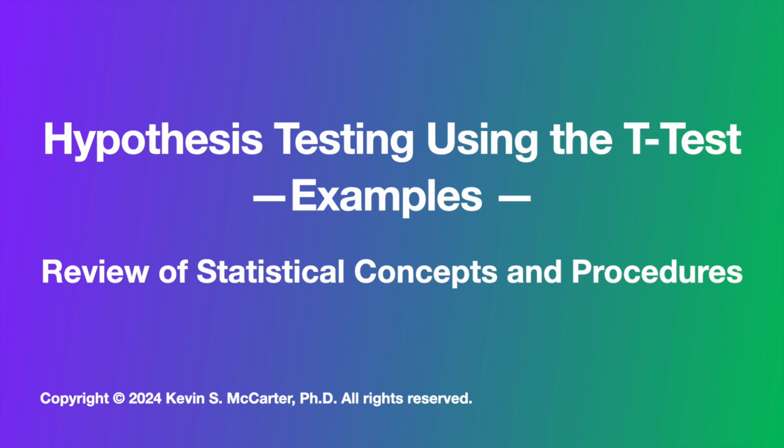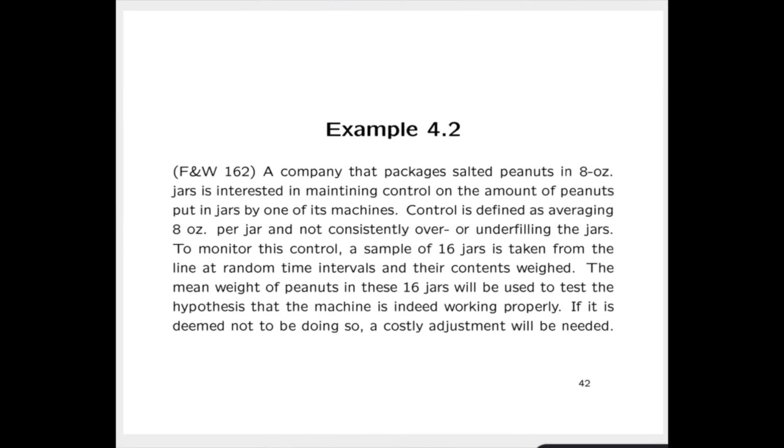All right, so let's look at a few examples of performing t-tests to test hypotheses about a single population mean when we don't know the population standard deviation. So this goes back to example 4.2.